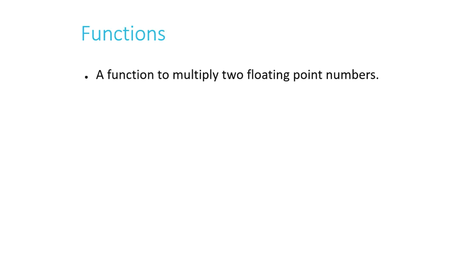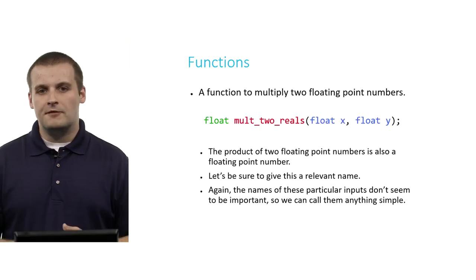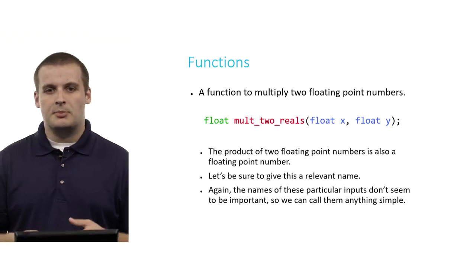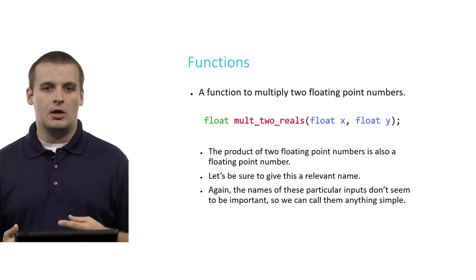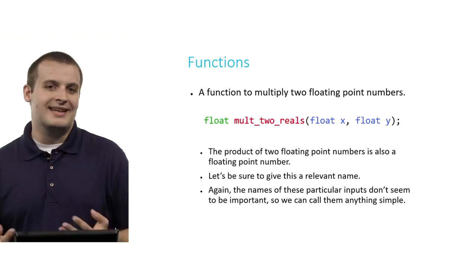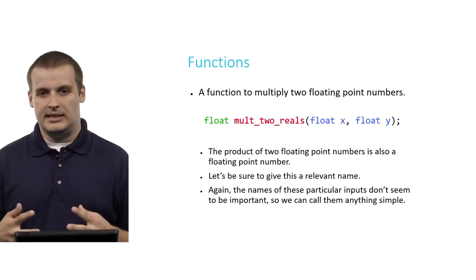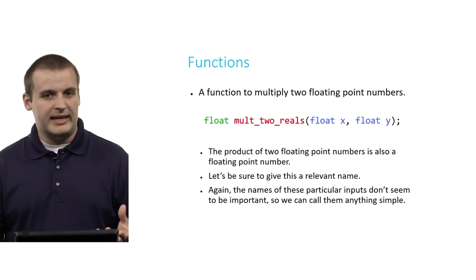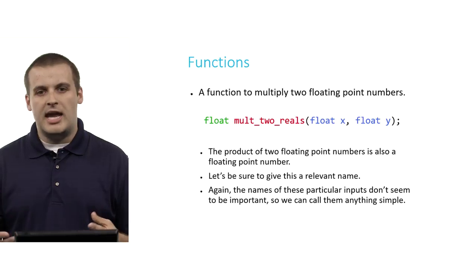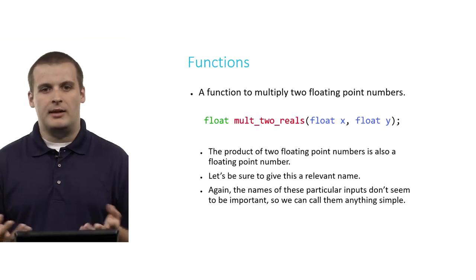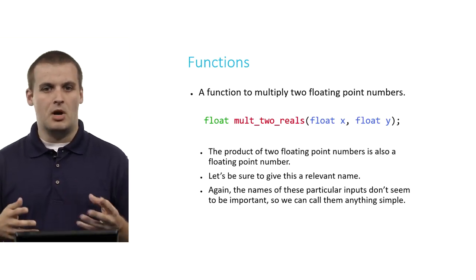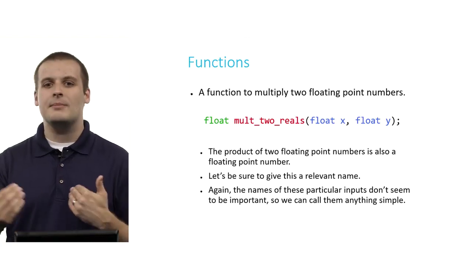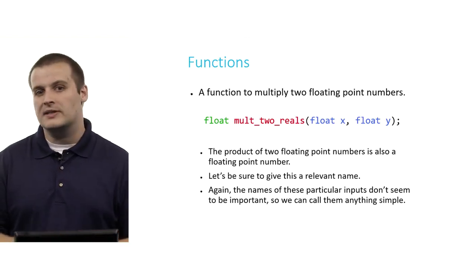All right, hopefully you paused the video. So let's take a look at an example of one possible declaration. Float mult two reals, float x, float y. The product of two floating point numbers, which recall are how we represent real numbers or numbers with decimal values in C, is going to be a floating point number. When you multiply a decimal by a decimal, you're probably going to get a decimal. We want to give it a relevant name. Multiply two reals seems fine, but you could really call it mult two floats or mult floats, anything like that, as long as it gave some actual meaning to what this black box was going to do.